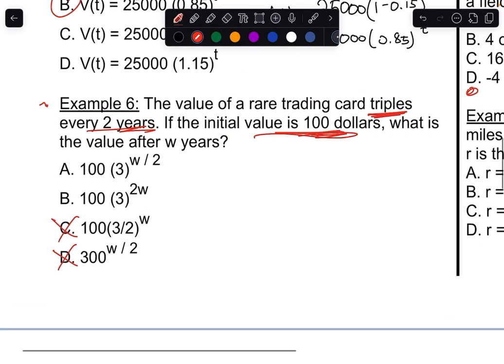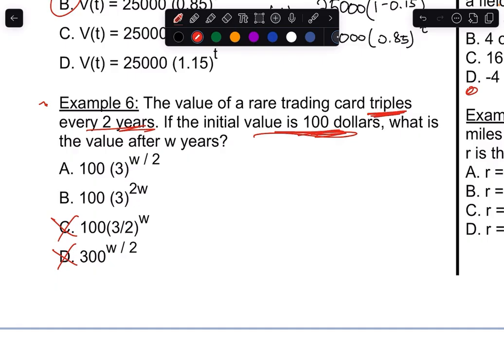The biggest question is how to represent this if it triples every 2 years. If we are tripling every 2 years, that essentially means you're tripling once every 2 years. So W over 2. You triple once every 2 years. 2W means you're tripling this value twice per year. So it's kind of doing the opposite of what we want in this case.